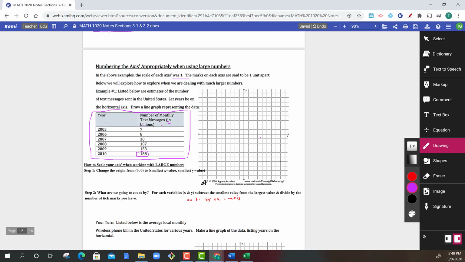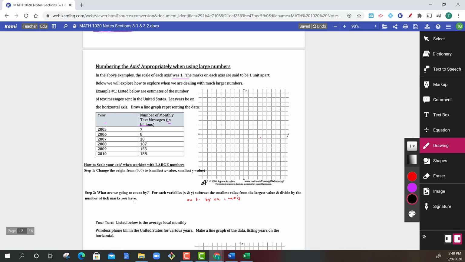The steps for you to copy are right here. So we're going to go ahead and do step 1, and we're going to change the origin, which typically is 0, 0. We're going to change it to the smallest x value, comma, the smallest y value. Now, the first thing we really need to do to this problem is to figure out what is our x value and what is our y value.